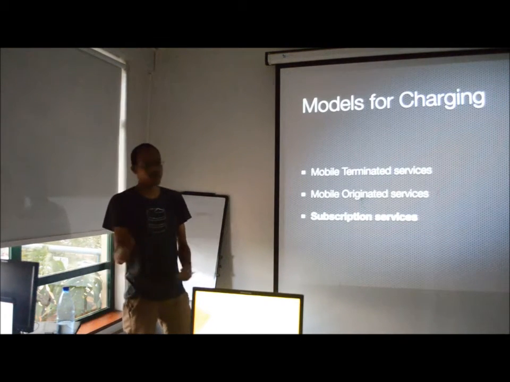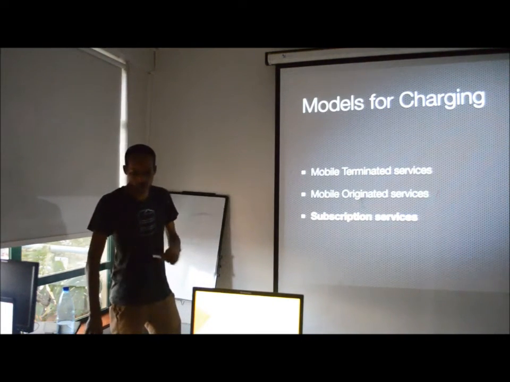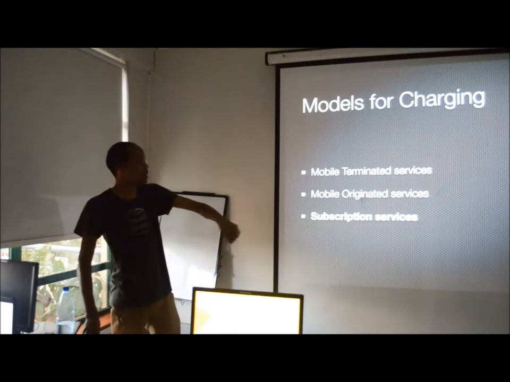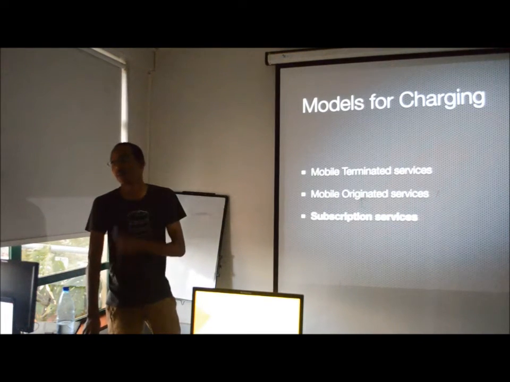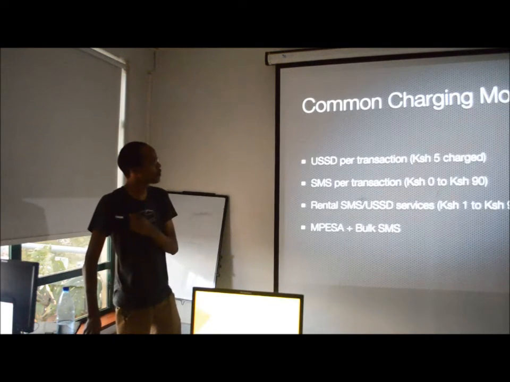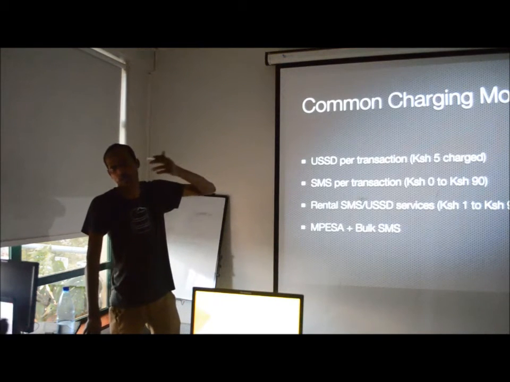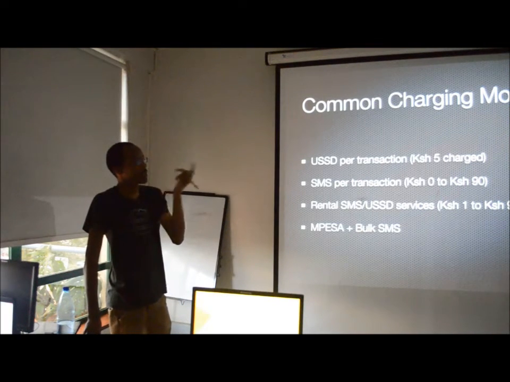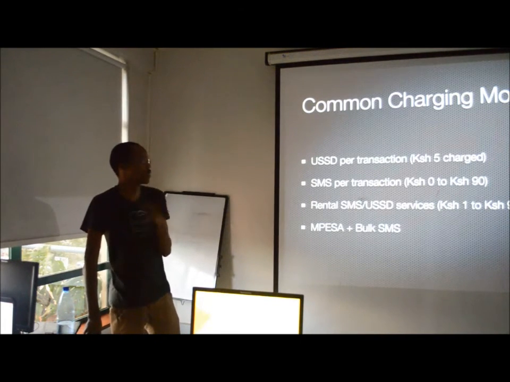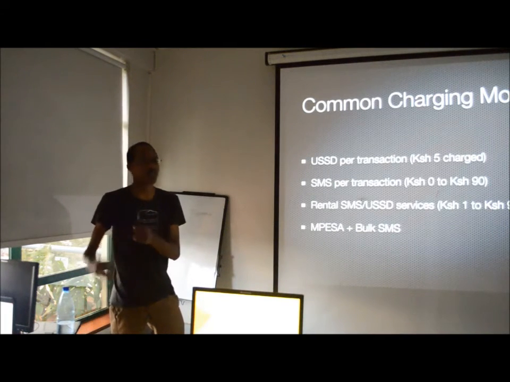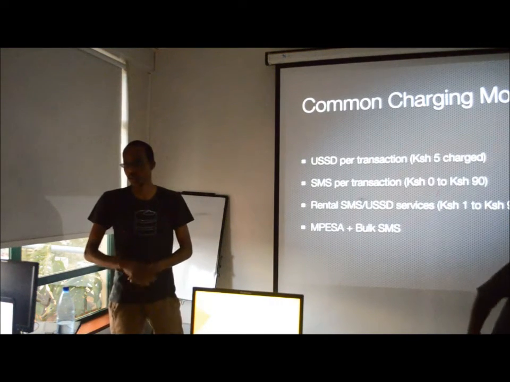Models for charging, again, this is true of SMS, mobile terminated, mobile originated. You can either charge messages when it comes to the user or charge messages when it comes from the user. And there are subscription services now that are coming up where you can have a rental code, which we have on Safaricom. Normal USSD charges are 5 shillings charged or free for other USSD codes who have direct partnerships with the operators. SMSs per transaction ranges anywhere from 0 to 90. You can have rental services, which you can even set up for 4 services working on the same shortcode with different start keywords. And you can charge different users in different ways.